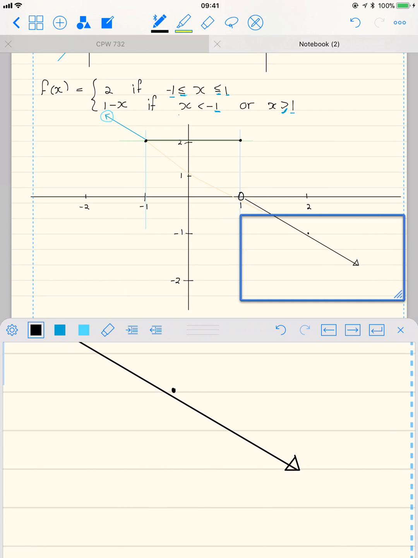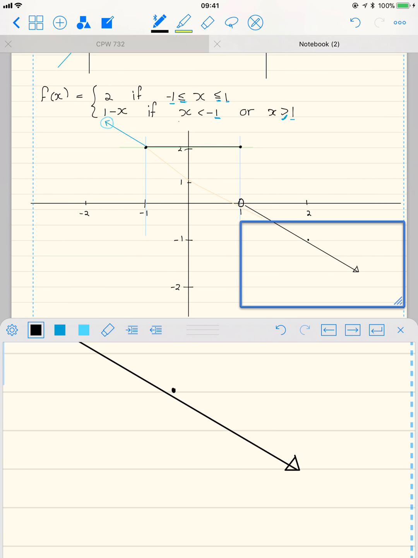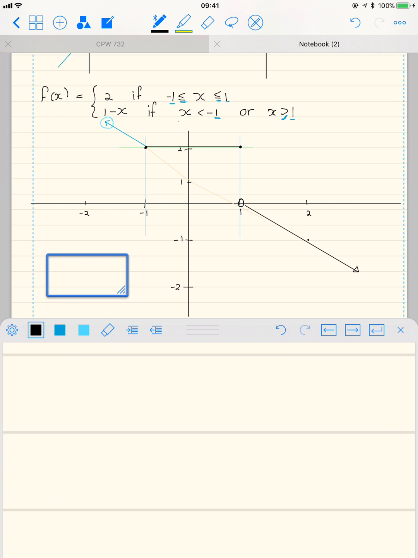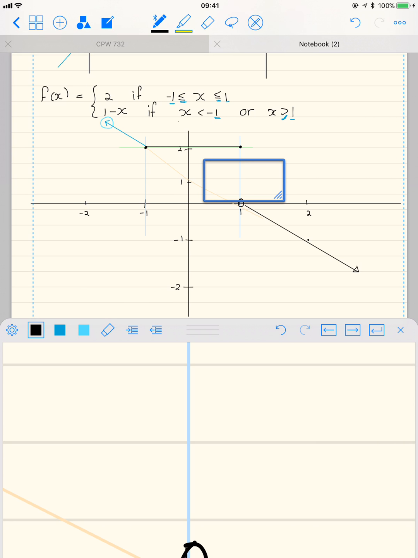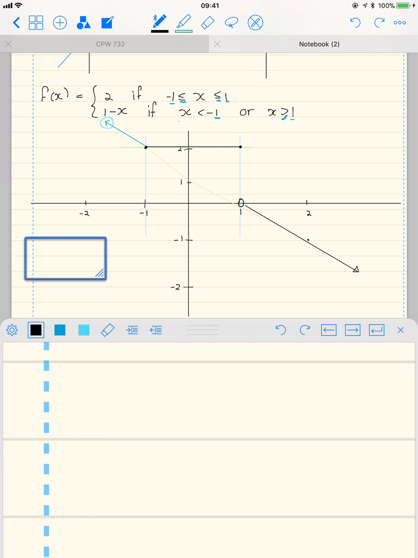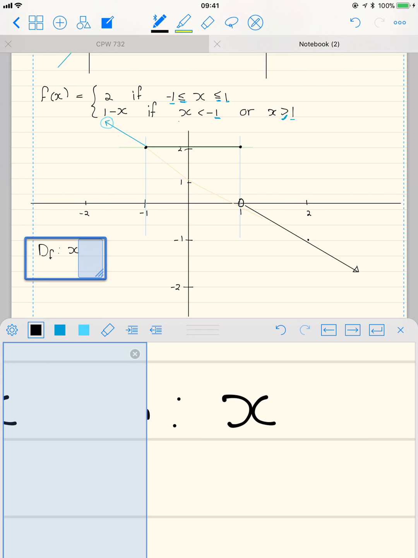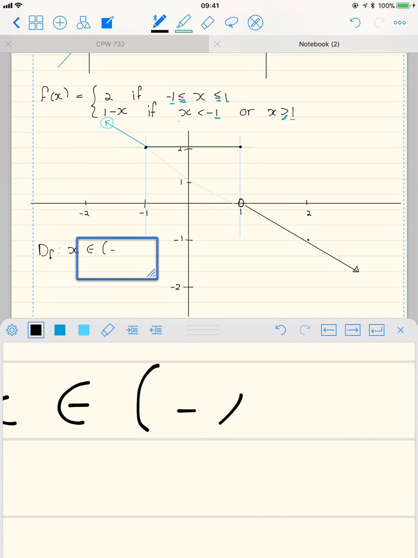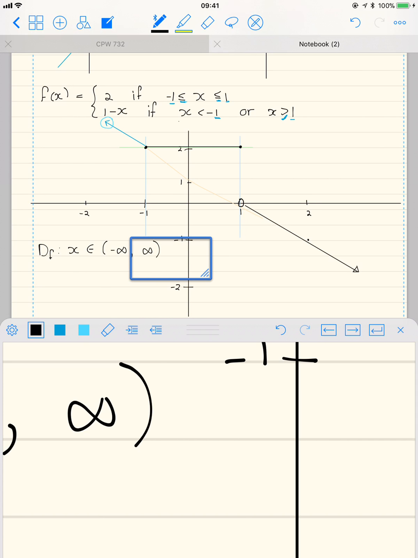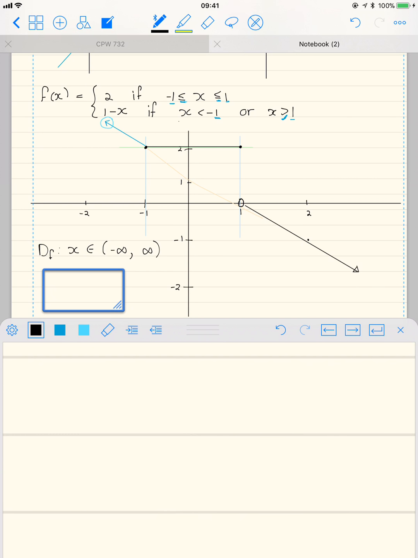So now you have your graph. For the domain, you can see that from minus infinity to infinity, there is always some kind of x value. Even here, where the graph isn't connected, there is still an x value everywhere. So our domain will be written as x is an element of minus infinity to infinity. And remember that the infinities are always excluded, so it's a round bracket.